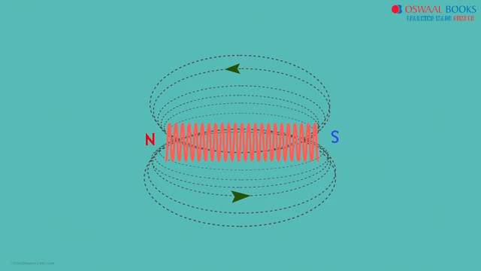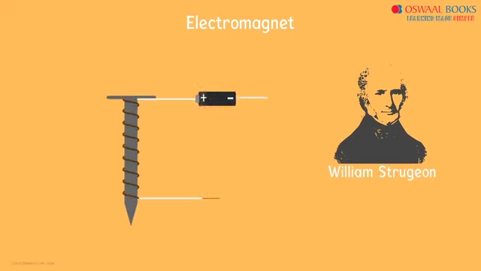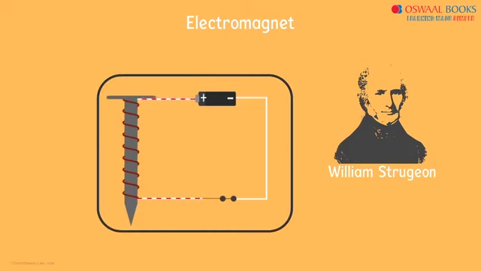It can be used to create an electromagnet. What is an electromagnet? In the year 1825, William Sturgeon found that if a soft iron core is placed inside a solenoid with a strong magnetic field inside it, then that soft iron core is magnetized. The magnet so formed is called an electromagnet.